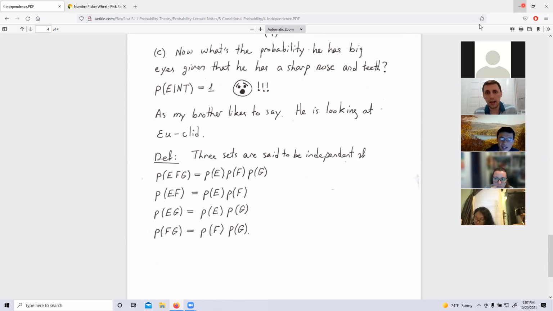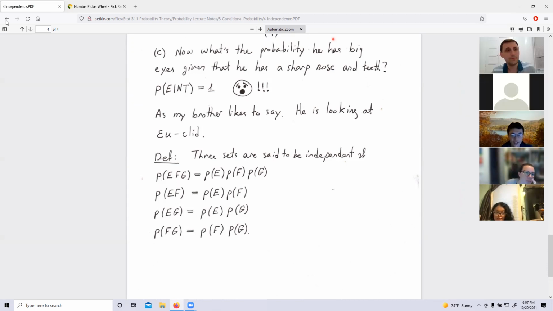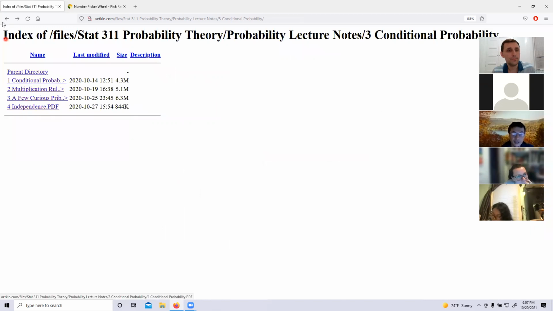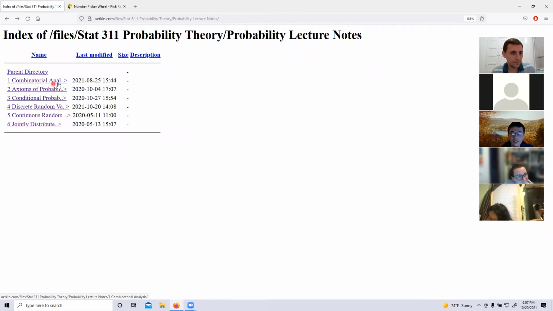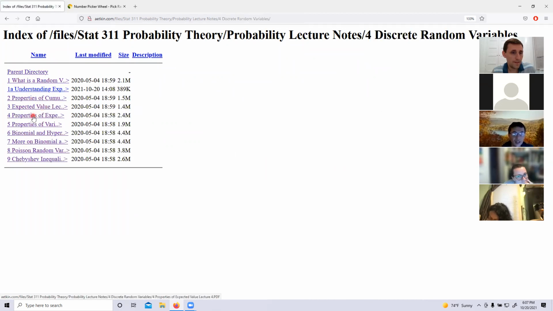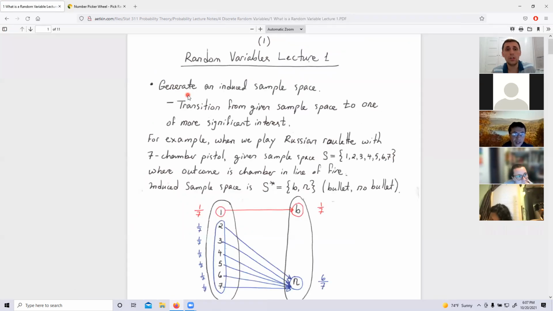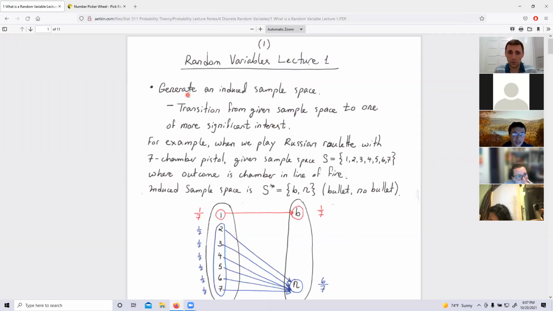All right, so now it is time to move on to chapter 4. First, we need to learn an idea that's called random variables. That's the first lecture. It's not very complicated, and I hope you will all understand what it means.